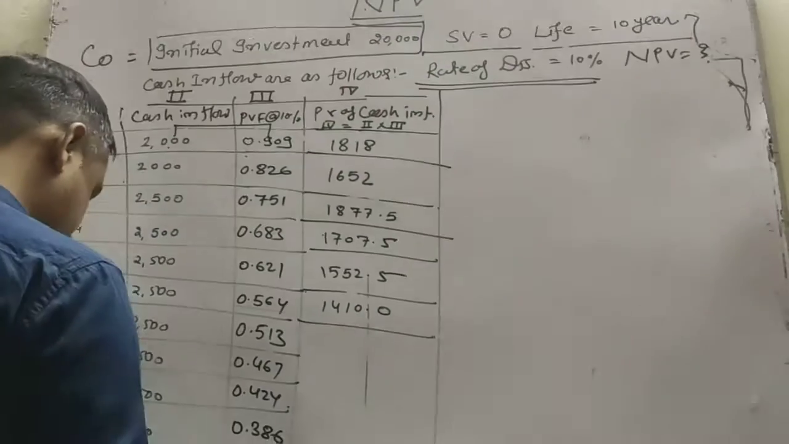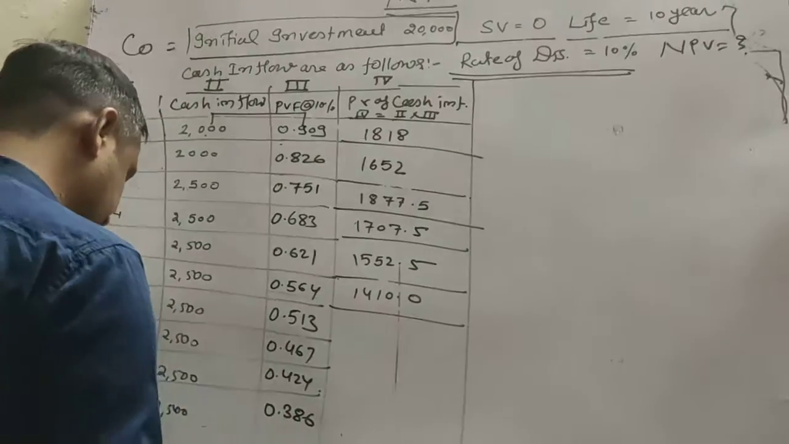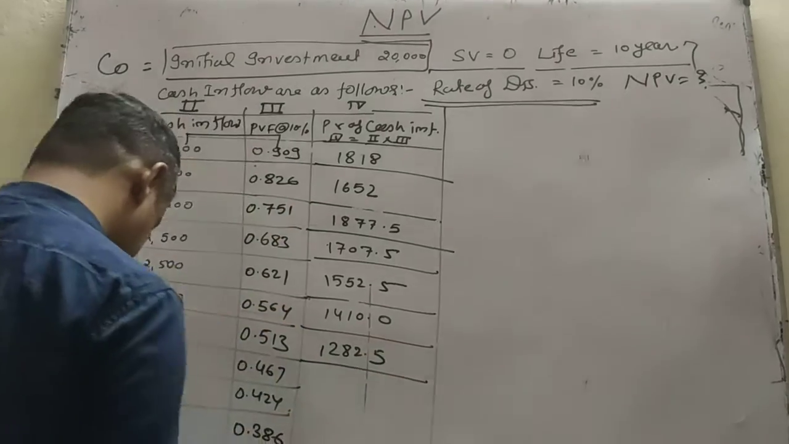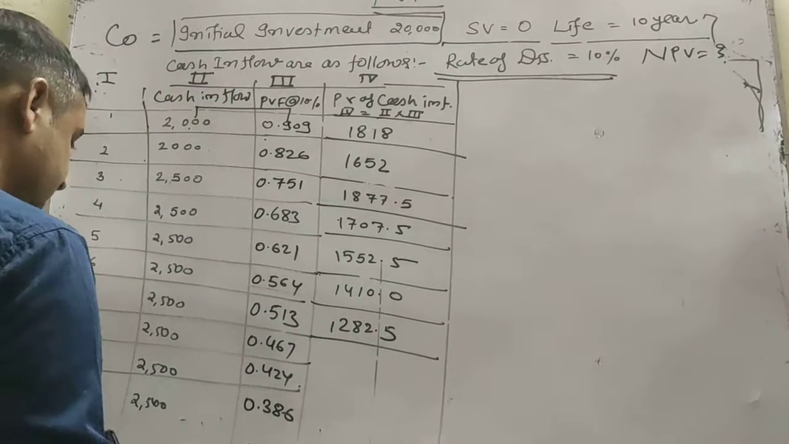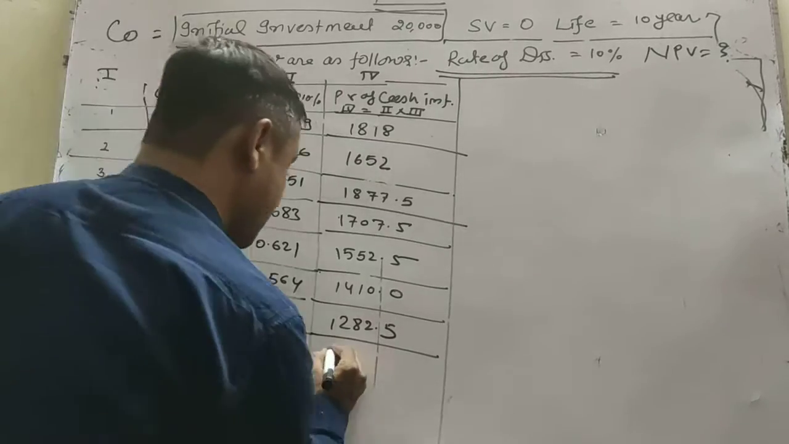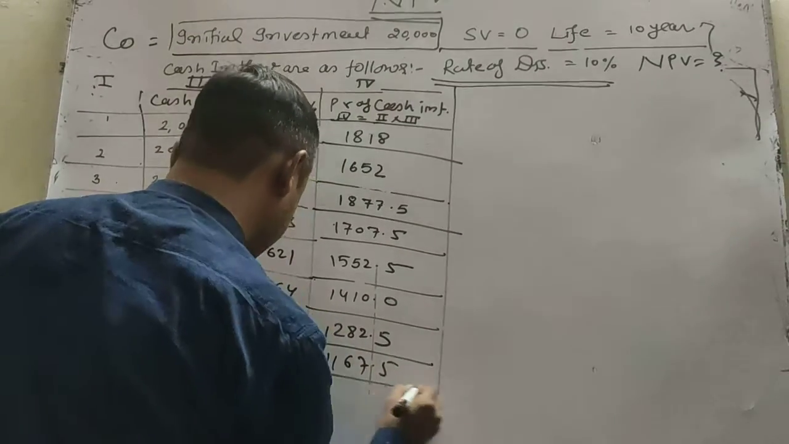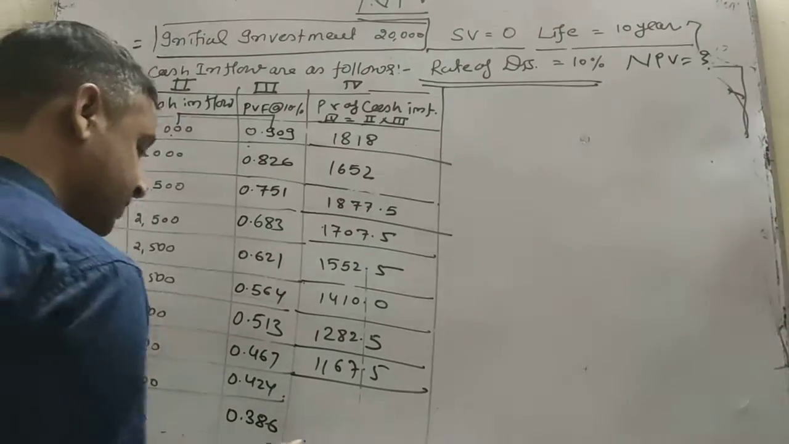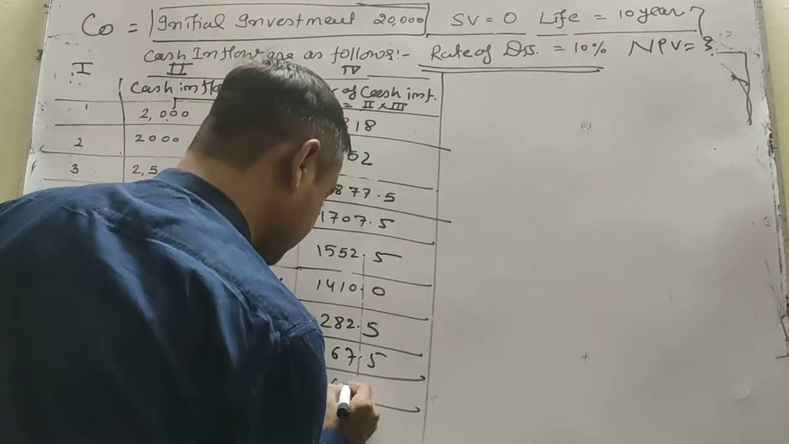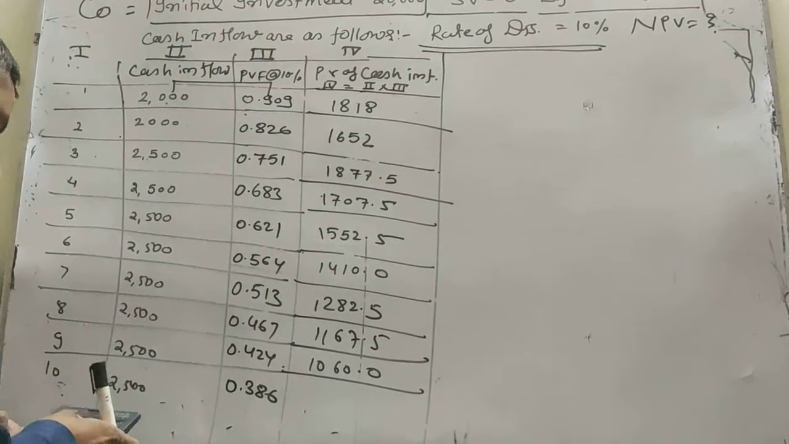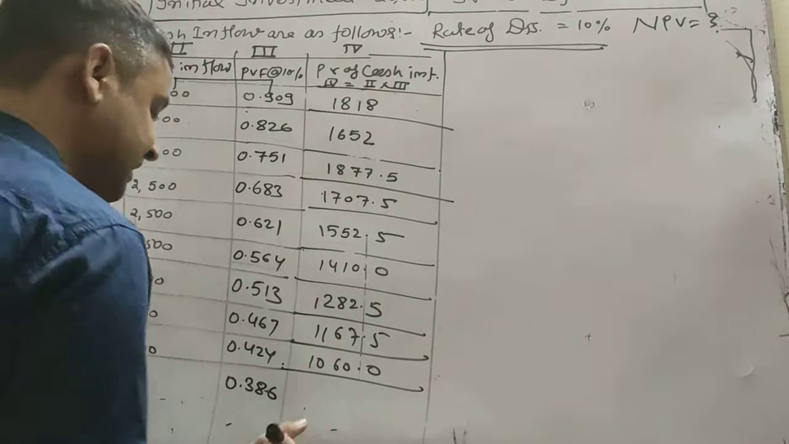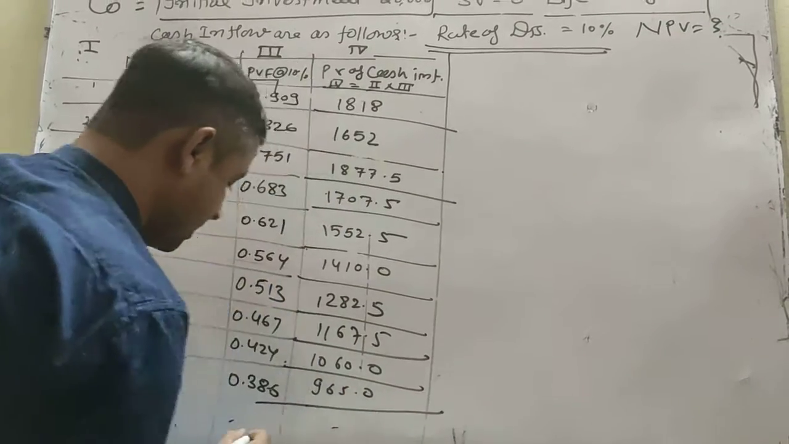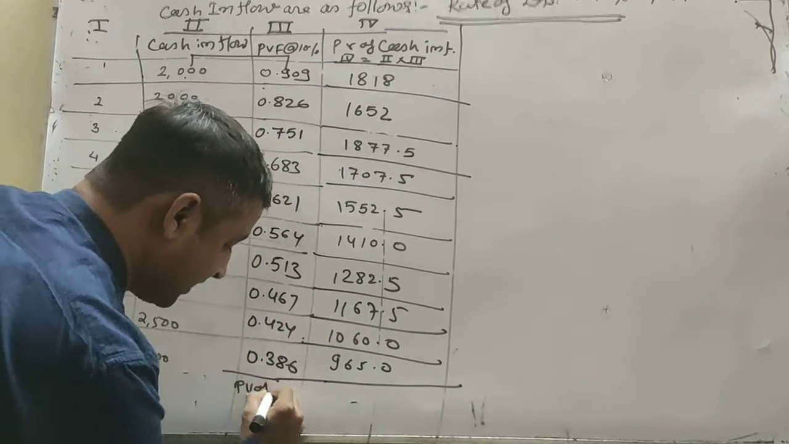2500 multiplied by 0.513, 1282.5. 0.467 into 2500, 1167.5. 0.424 multiplied by 2500, 1060. And 2500 multiplied by 0.386, that is 965. That would be the present value of cash inflow. Only the present value of cash inflow.